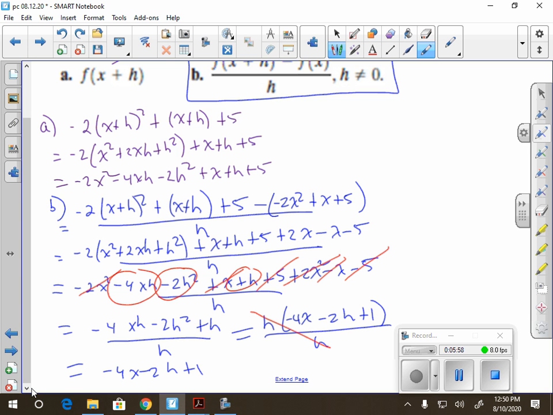Now, again, I'll post the notes so you can walk through this again yourself. This is the difference quotient. And yeah, this is tough. It's going to take some focus, some thought, but you can do it.